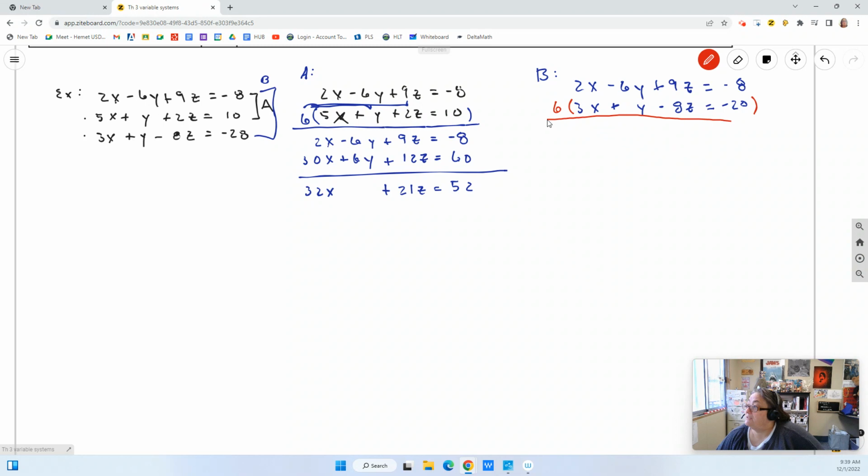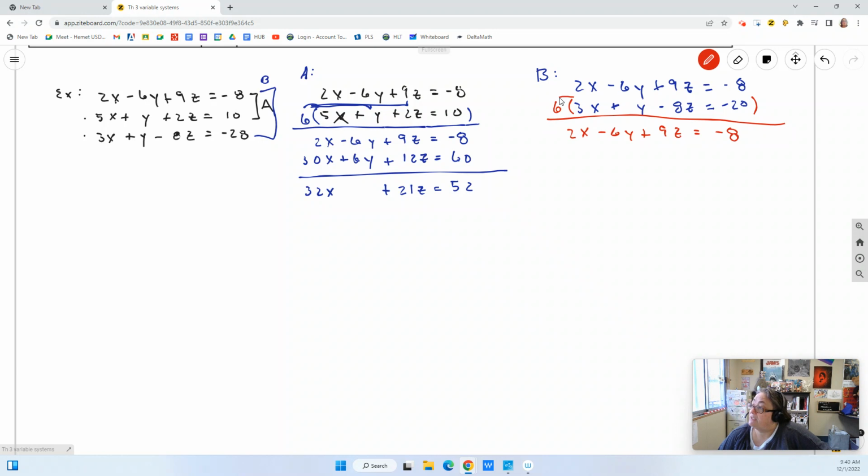Top equation we're leaving alone because the only thing I need to do to make that y disappear is make that bottom equation a 6y, right? Because when I add the two equations together, minus 6y plus 6y just becomes 0 and our y's disappear. So again, I'm going to rewrite the top equation as though we've done nothing to it because we have done nothing to it. Plus 9z equals negative 8.